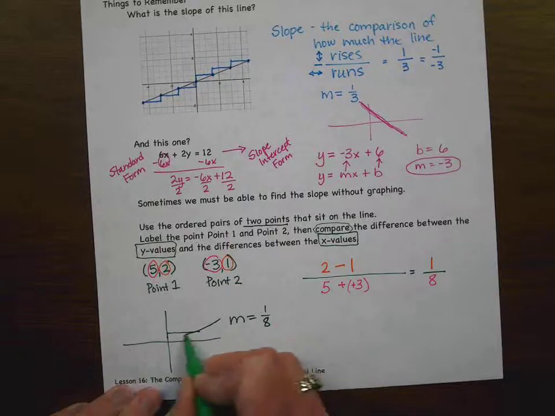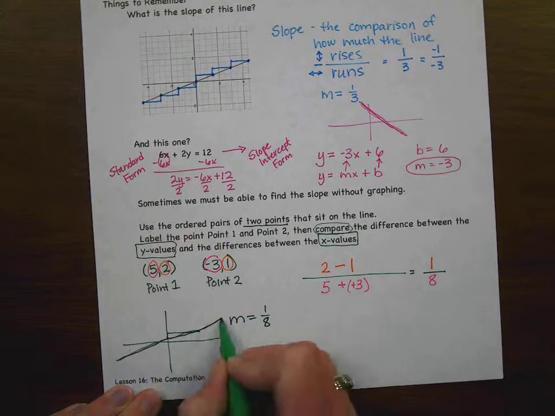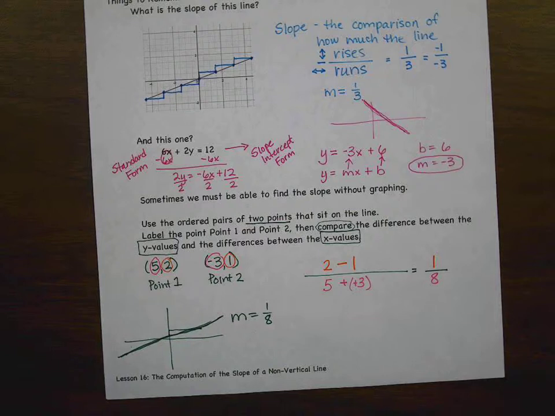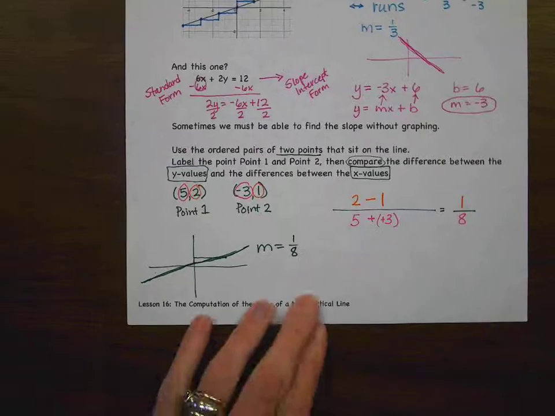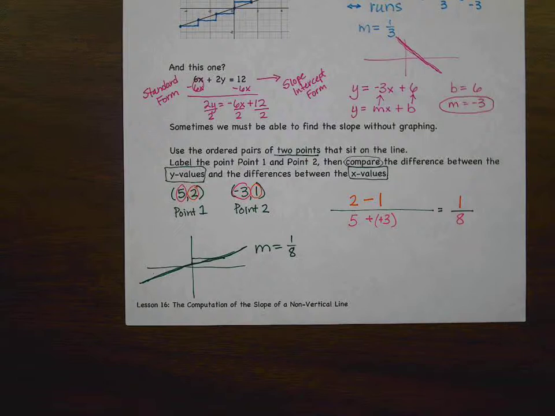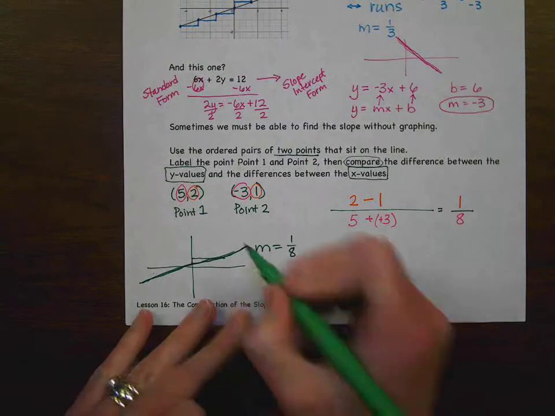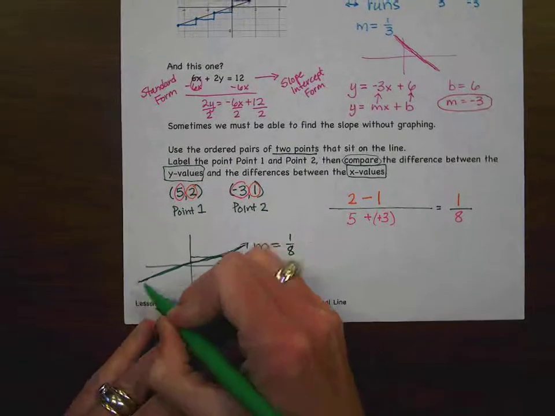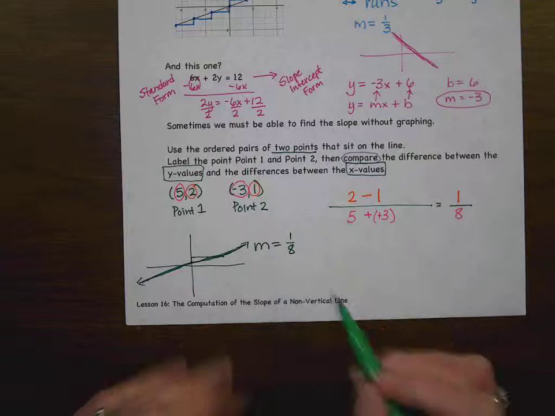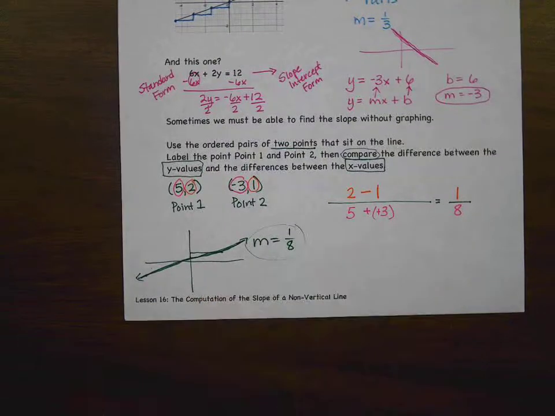And so your line is going to look something like that. Okay, that's what your line is going to look like, very roughly, because we're not actually graphing it, but that's what it would look like if you actually drew it, okay? So it means that you're traveling up 1 and over 8 every time you go. So that would be the slope, okay?